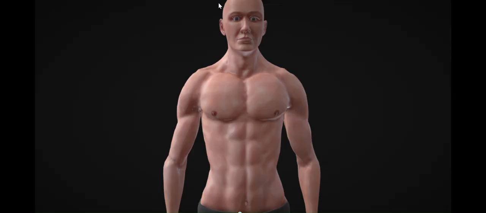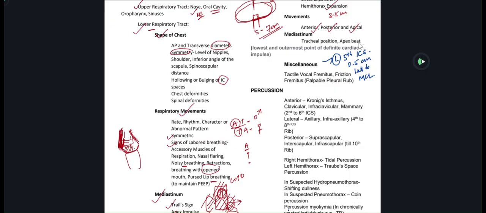Okay, so now we are done with our palpation, right? The last thing which I wanted to mention was palpable pleural rub. This is basically whenever there is some friction between the two pleural surfaces. It may be because of thickening of the pleura associated with long-standing tuberculosis or some other cause.